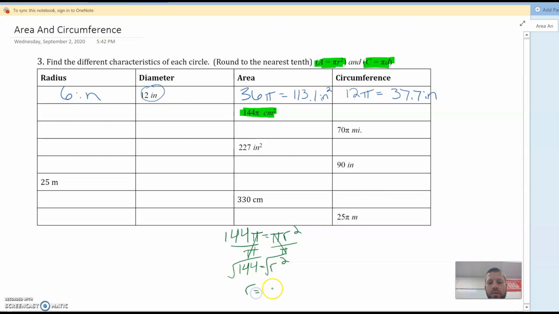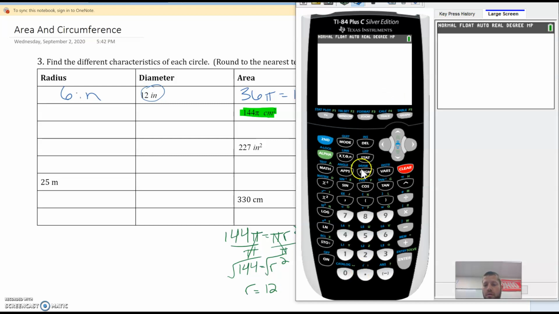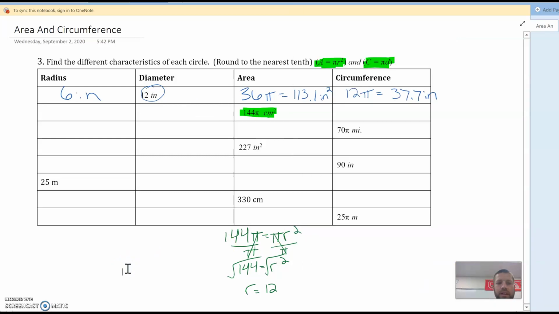So r equals 12. And again, to use your calculator, you can go second, square root, the x squared, and then you can put 144 in there. And that will give you your 12. So that will go here for the radius. Diameter, then multiply by 2. Circumference would be 24 pi. Again, if you just want to leave it in terms of pi and not multiply it out, I'm okay with that. But if you do want to, it says round to the nearest tenth. So then that would be 75.4.